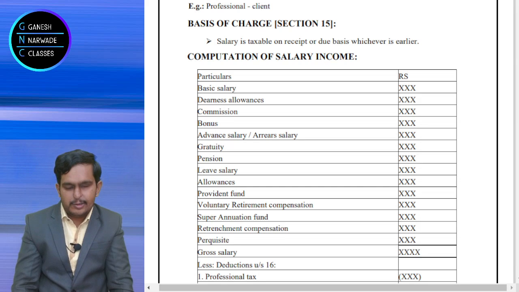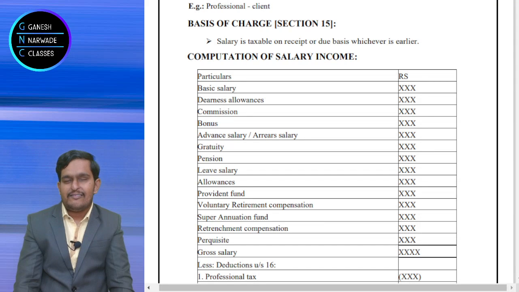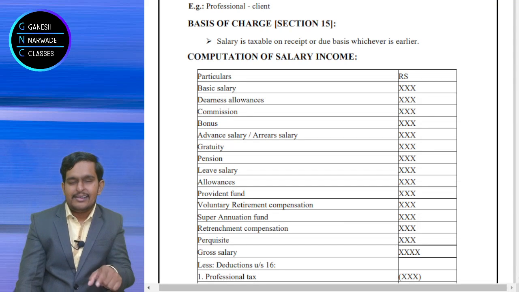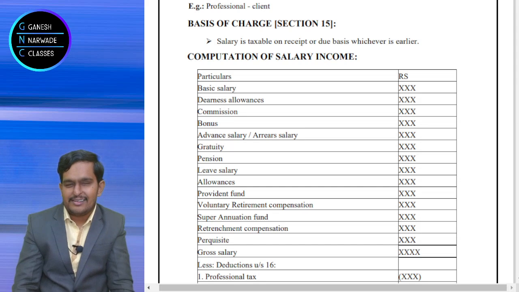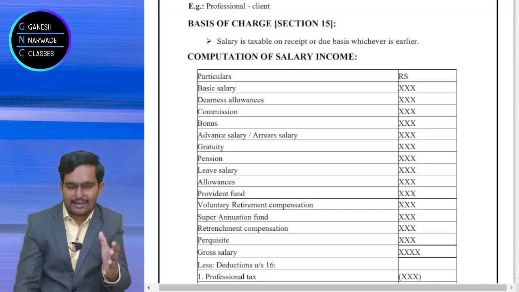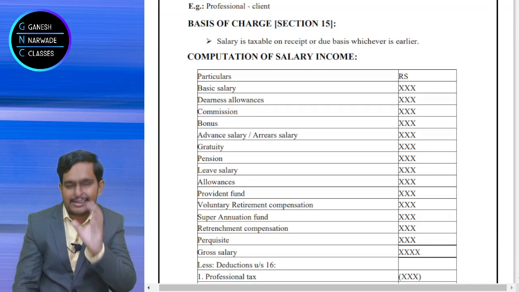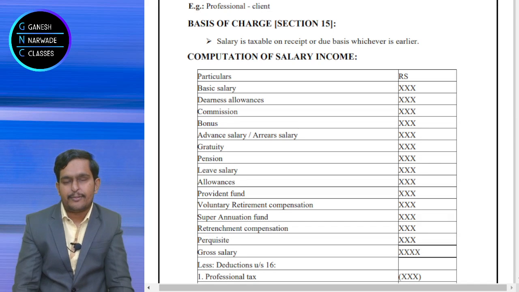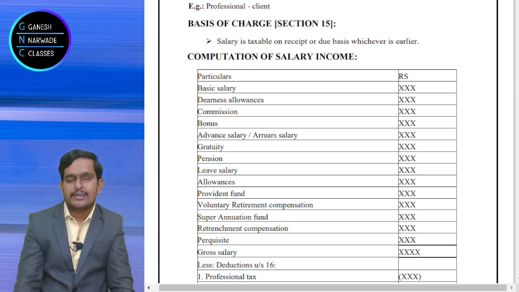So when you see any questions on this, they will give you the date of receipt of salary, the date of accrual of salary. Now you write both the dates and write whichever is earlier. Once you get all those dates, if the dates fall in your previous year, right, then it is taxable. That's it. Okay, clear? Any doubts? No. Wonderful. Now come to the pro forma. See, section 15 is basis of charge or charging section. Receipt or accrual, whichever is earlier, we understood.